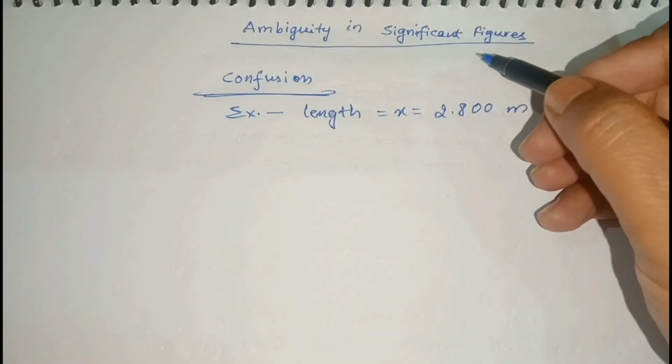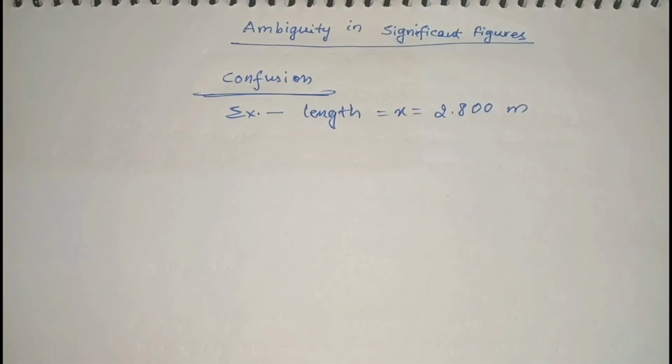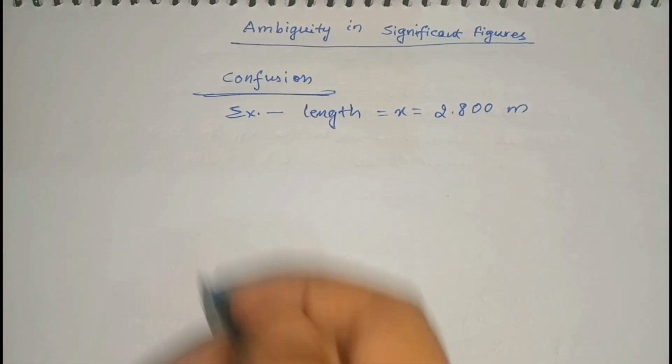This topic, ambiguity in significant figures, is very important in the sense of board exam questions. There come some theoretical questions like, discuss ambiguity in significant figures. This is an important question. Let us understand what this is.